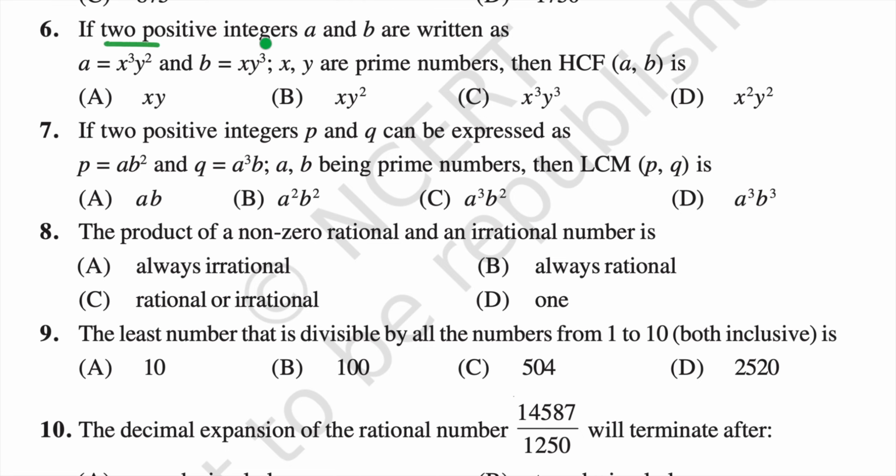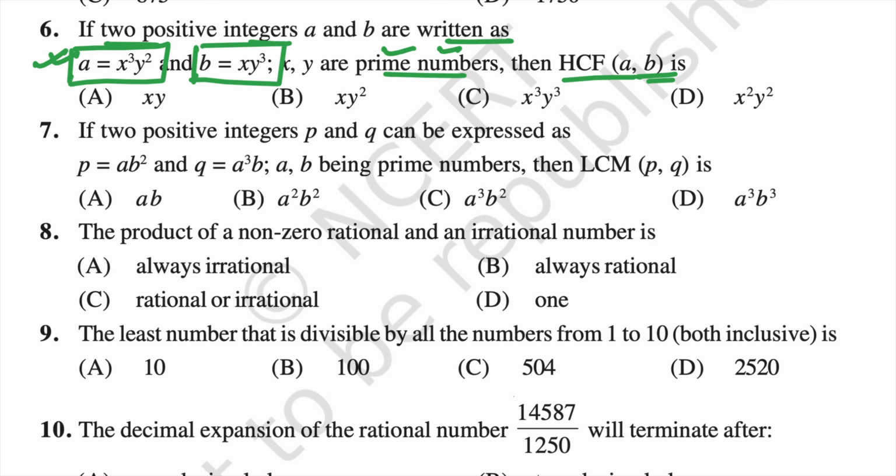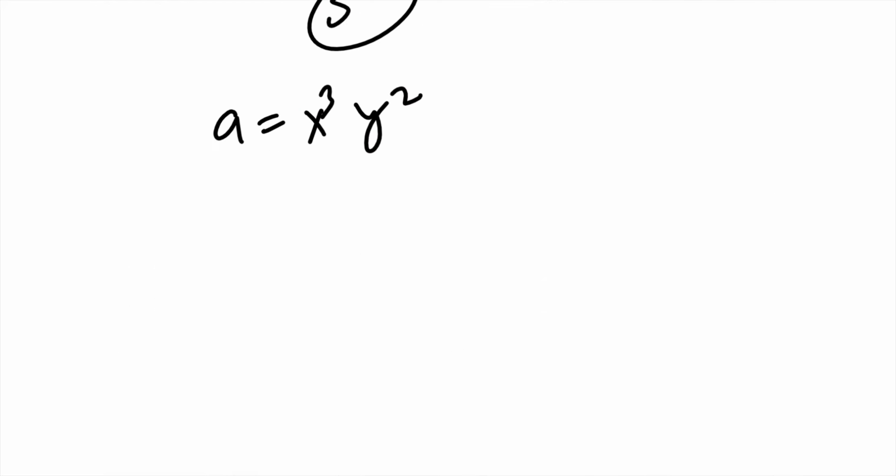So if two positive integers A and B are written as, so there are two positive integers, A is given as this, B is given as this. x and y are prime numbers. It is very important. So we can understand that they have done prime factorization of the given numbers. So they are asking for the HCF of A and B. Like A is written as x cube y square, and B is given as x y cube.